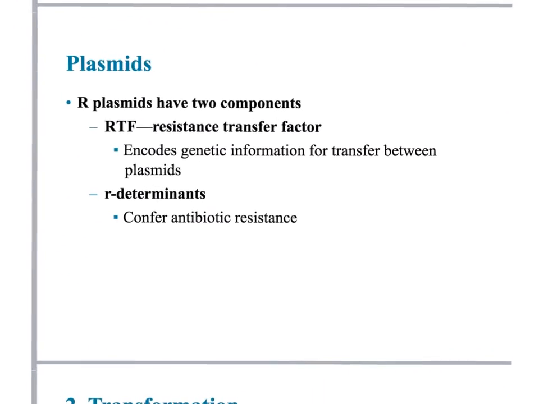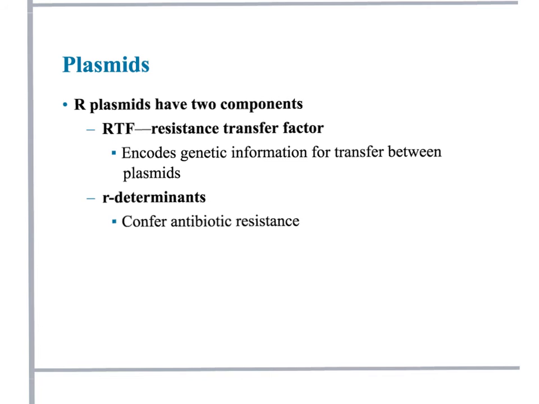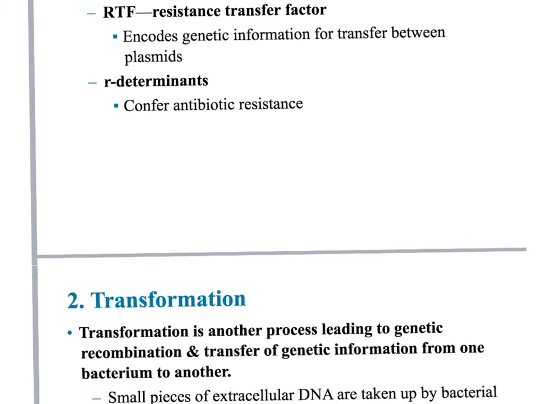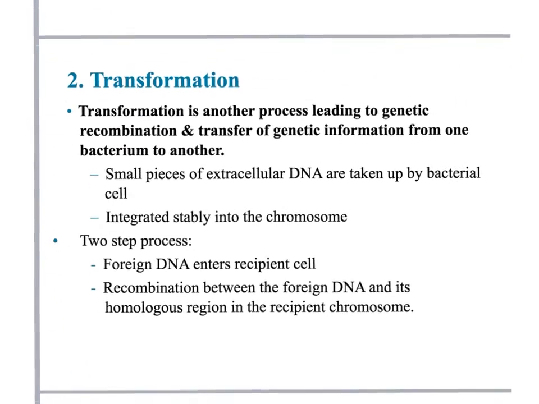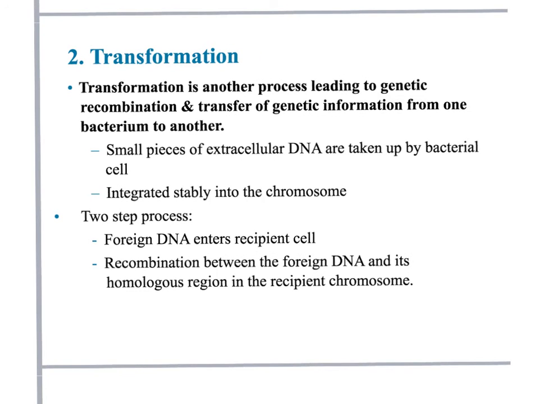So plasmids have two components. The resistance transfer factor, which encodes genetic information for transfer between plasmids, and then the R determinant is the gene that's going to confer antibiotic resistance. So a lot of times, if you want a sample DNA or something to be antibiotic resistant, you can put it in a plasmid and transform it into antibiotic resistance.